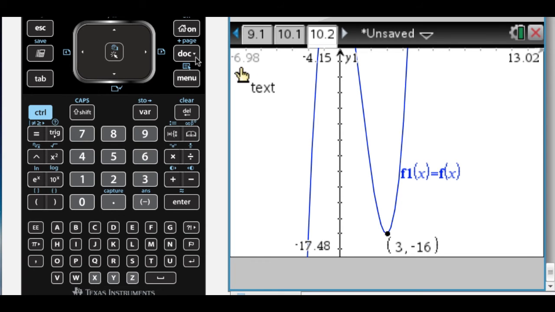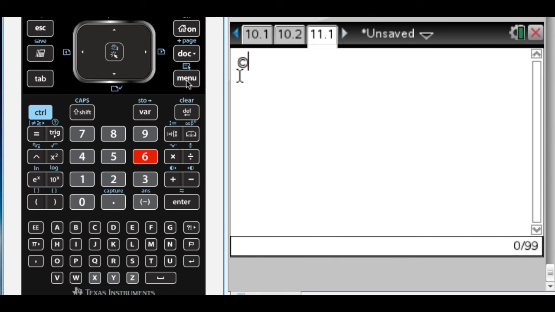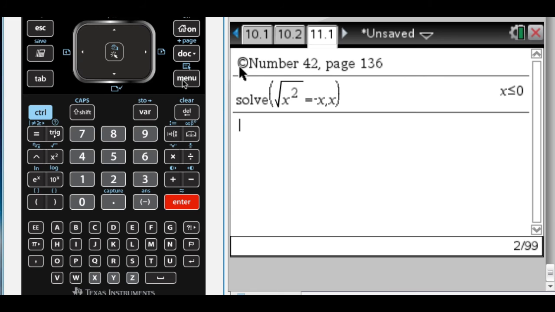The next one, number 42, is what we're going to jump to. So new problem, and we are doing number 42 on page 136. This one is asking for the solutions to an equation, so that's definitely a menu 3.1 type of thing. It's the square root of x squared equals negative x, and we want to solve for x. X is less than or equal to 0, which is the non-positive real numbers only, so that's going to be B. And that was a straight calculator question.